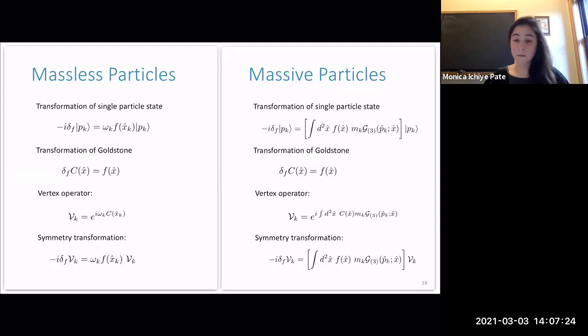So let's do the same thing for massive particles. Namely, let's multiply this by i, exponentiate it, and replace f by c. So this would be our guess for the appropriate vertex operator. And indeed, under the symmetry transformation of this Goldstone c, the symmetry transformation of this vertex operator is precisely that of a single particle massive state.